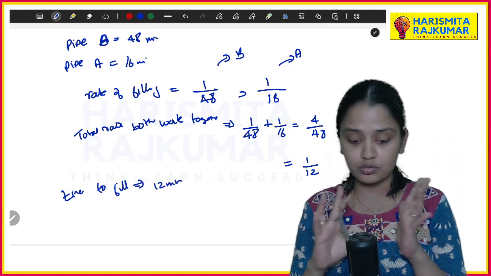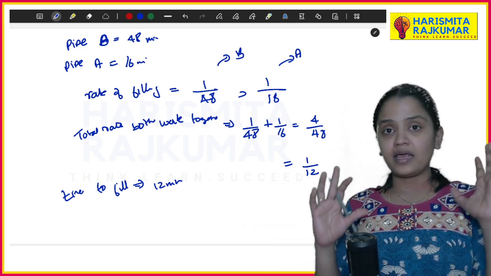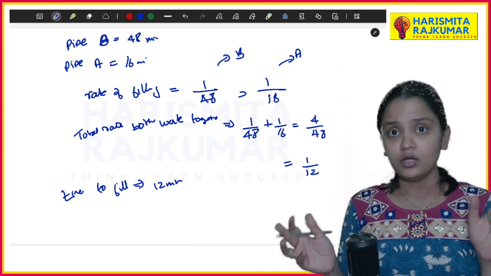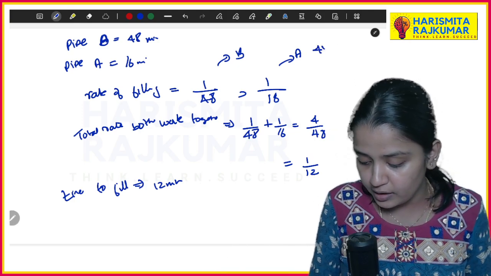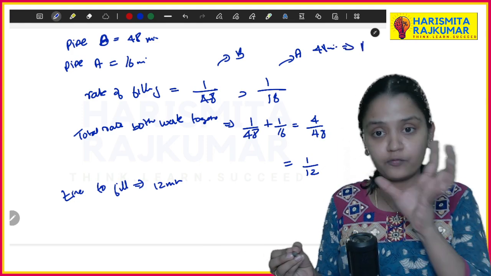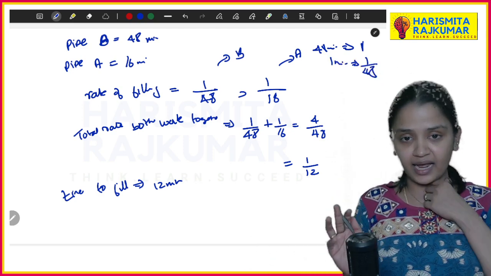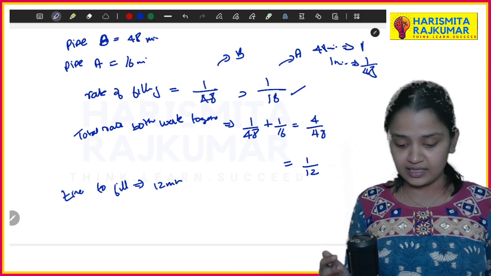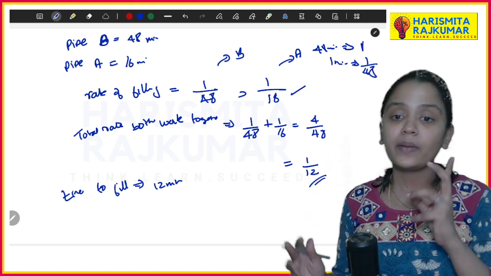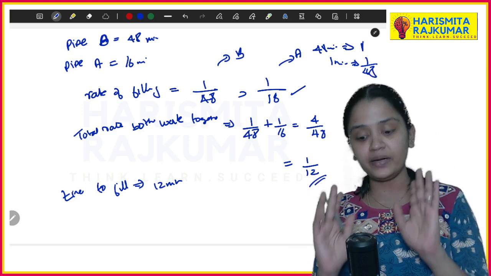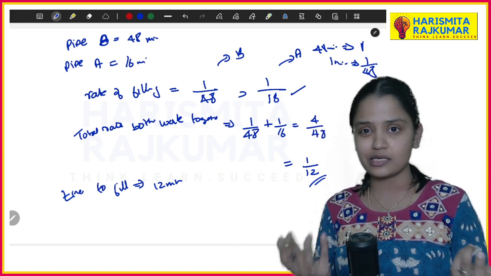I hope you understood the sum. If you want, let me explain again in a quick way. We know the time taken for pipe A and pipe B. For 48 minutes it fills 1 full work, so in 1 minute it fills 1 by 48. That is what we are calculating, and in the same way 1 by 16. If both are given together, per minute they can finish 1 by 12. So the total minutes for finishing 1 is the reciprocal of it.